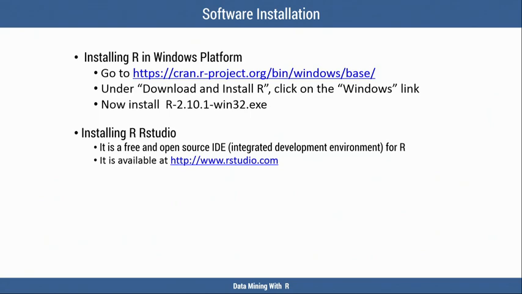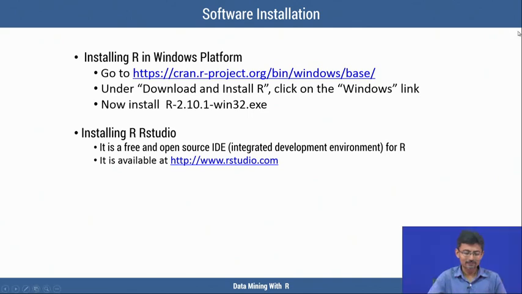Now, how to get the R tool? To get the R tool, we have to go to the website cran-project.org, bin, windows, base. Just go to this link at first, then download R according to your platform. In my case, this is the Windows platform, that is why I have downloaded R Win32.exe.